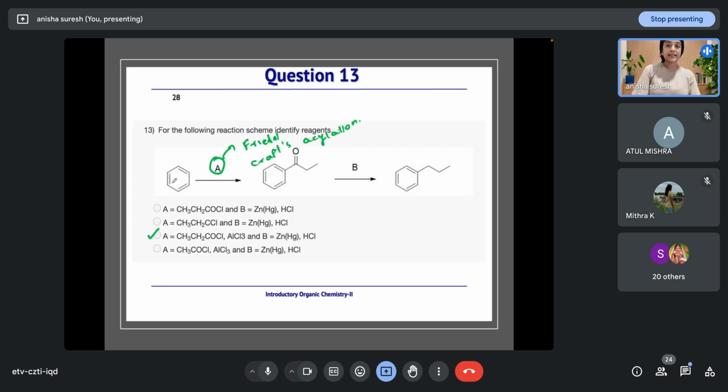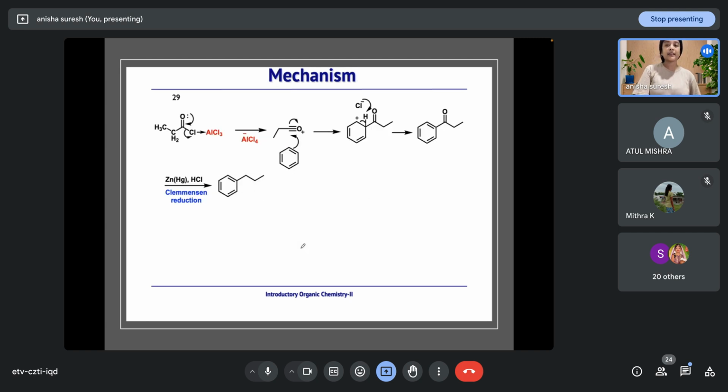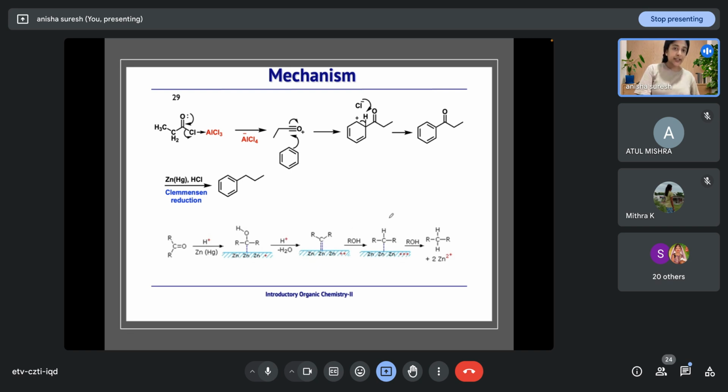Then the reagent given here is zinc mercury amalgam and HCl. So it is the condition for Clemmensen reduction, where this ketone will be reduced to alkane. This will coordinate to the zinc surface and it will get protonated. Later water will be removed in the presence of H plus, and this double bond will convert into a saturated compound, giving the final product. So Clemmensen reduction will be taking place. Clear?